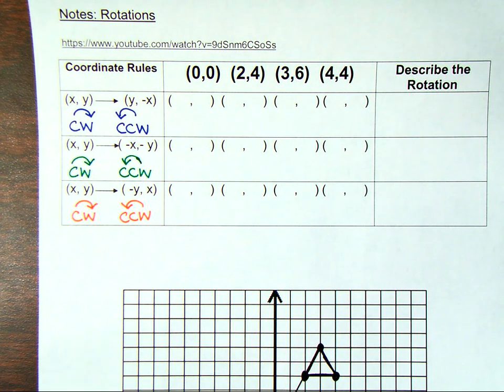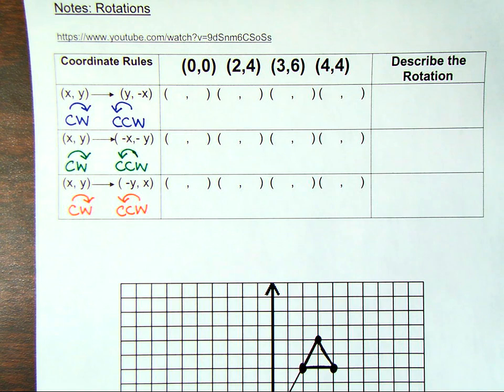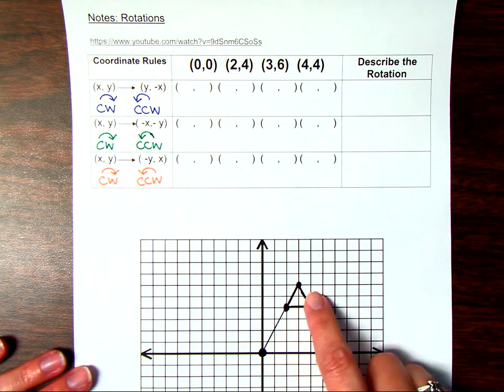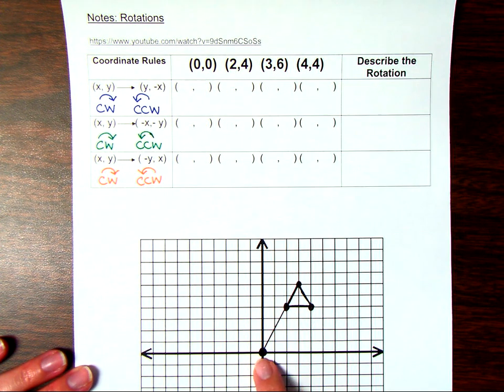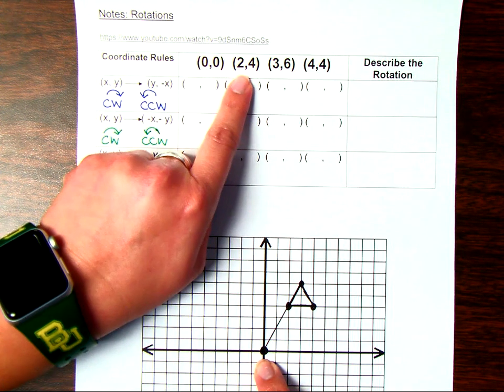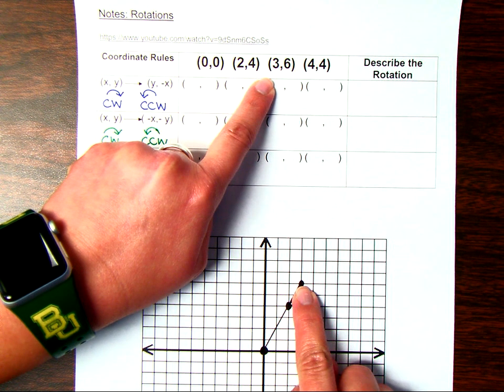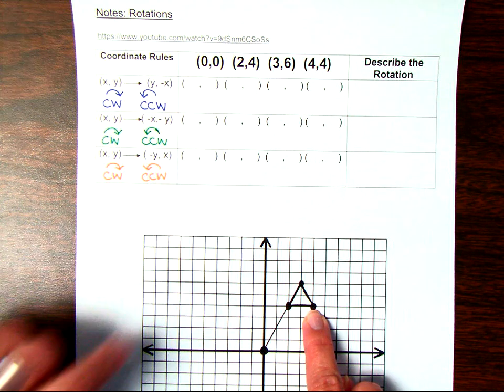Okay, so let's look at our coordinate rules, and we have these ordered pairs. What I've drawn on my graph is a flag. So I'm going to say when x is 0, y is 0. When x is 2, y is 4. When x is 3, y is 6. When x is 4, y is 4.